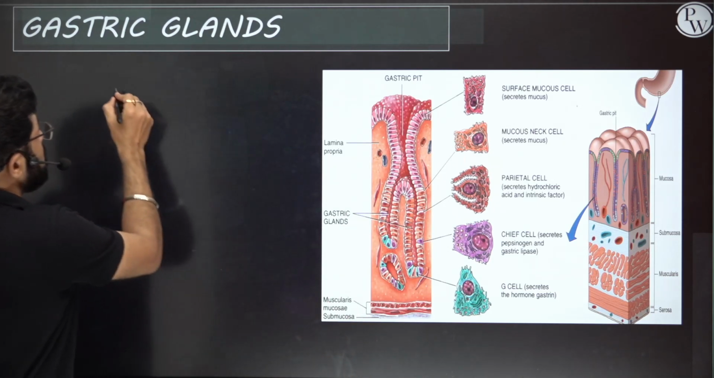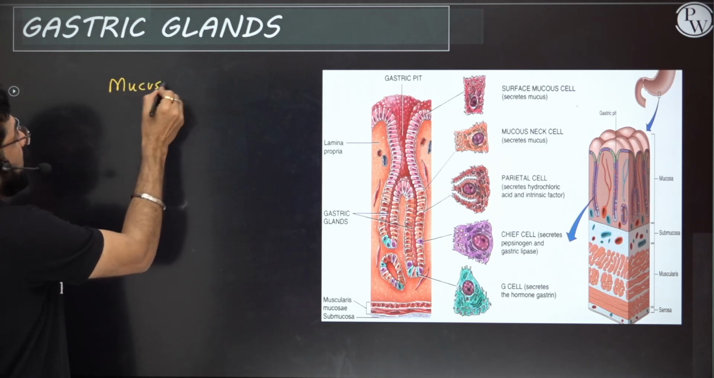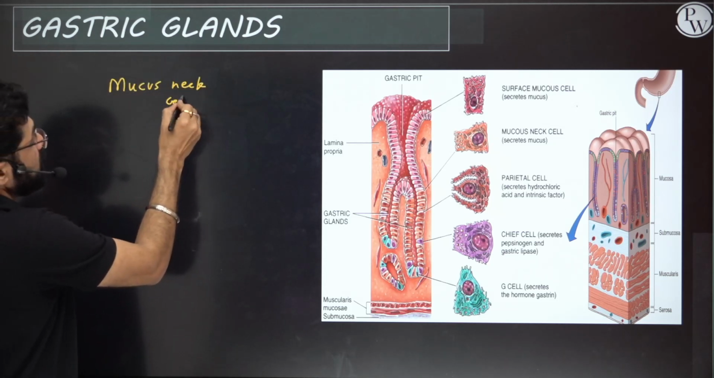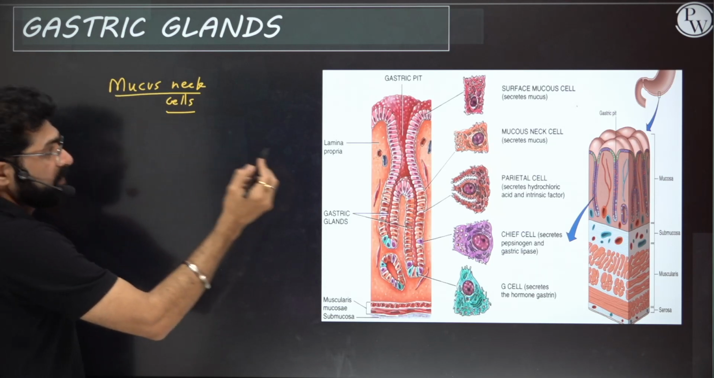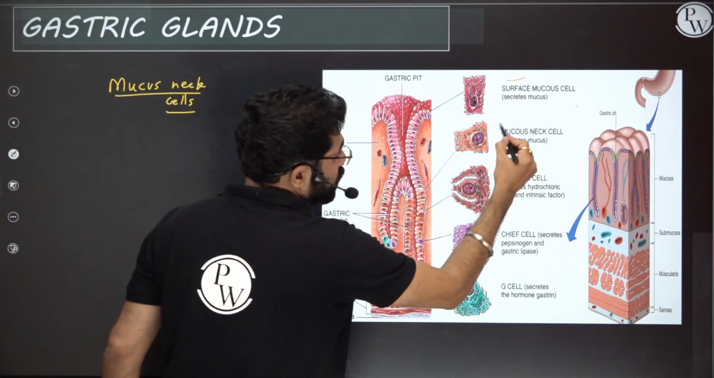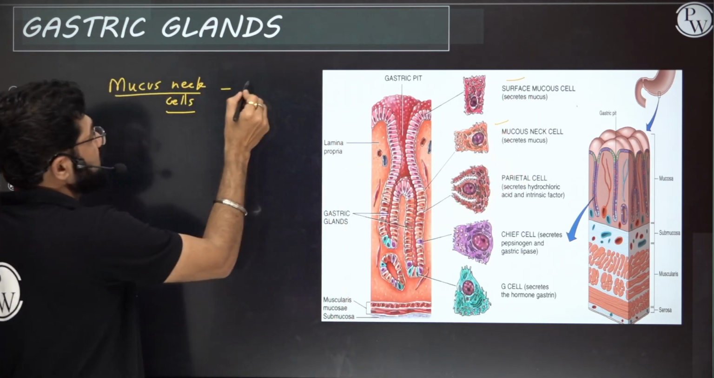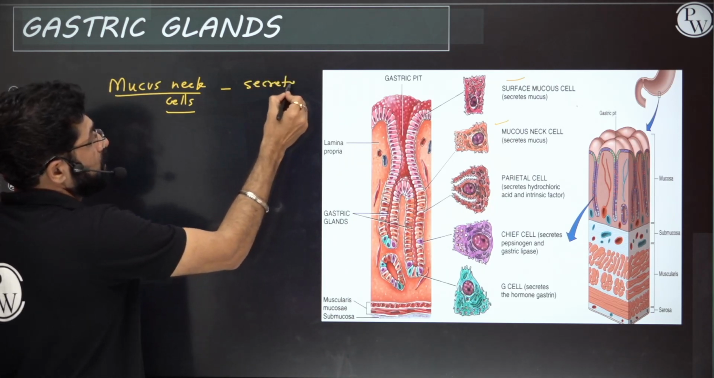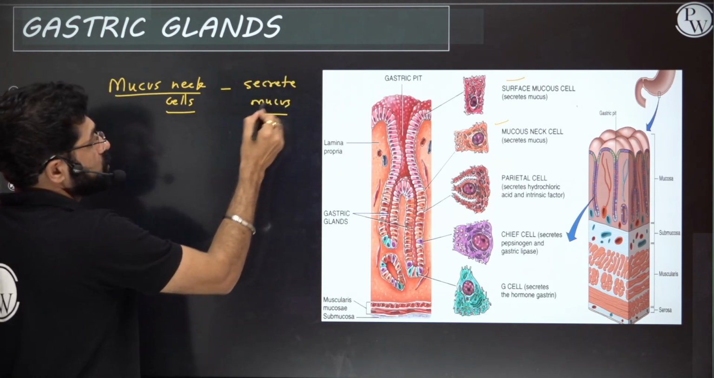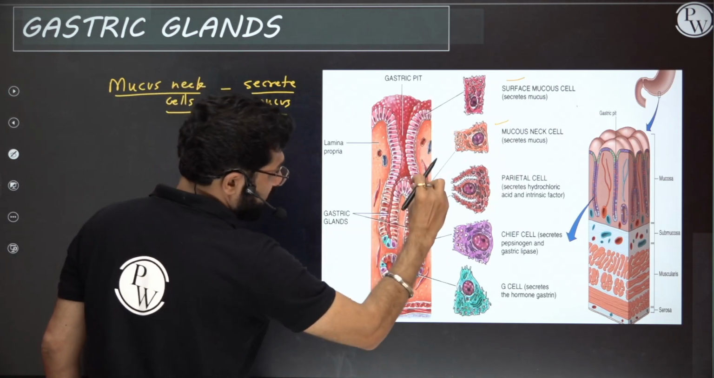Gastric glands, they have some mucus neck cells. So mucus cells will be of two types. One is the surface mucus cells, one is the mucus neck cells. Both of them secrete mucus. So one will be present in the surface region, one will be present in the neck region.